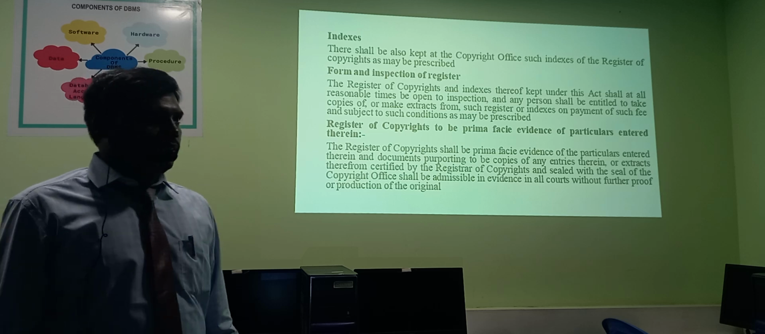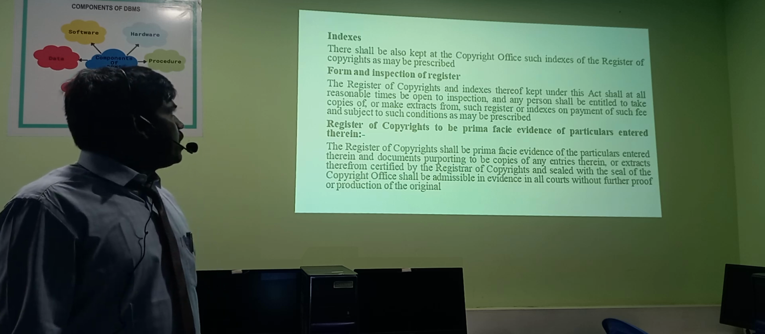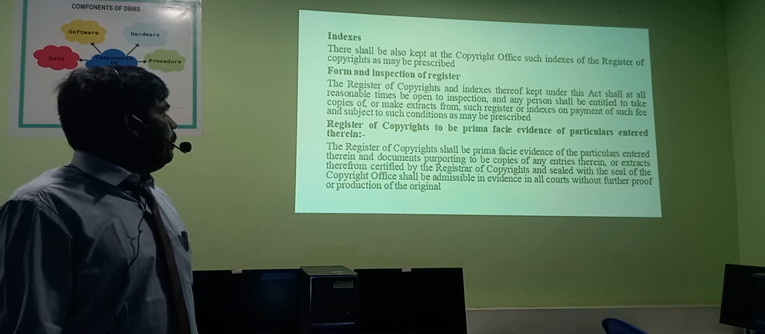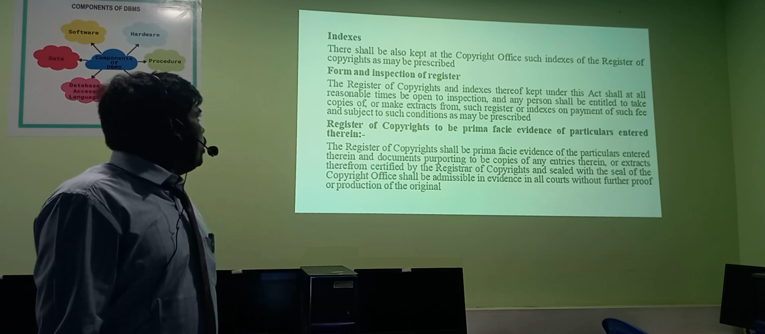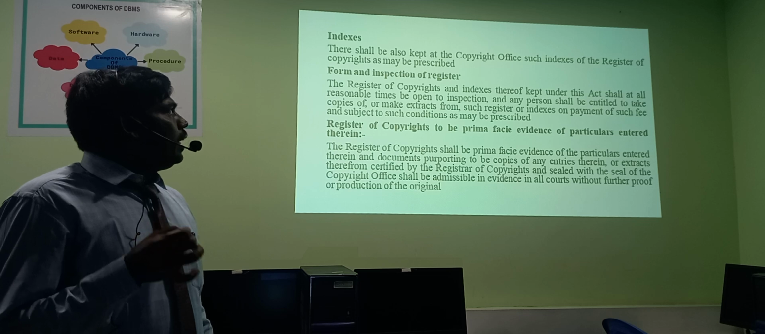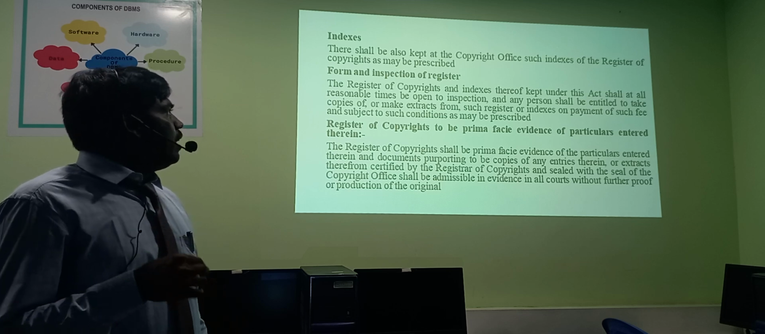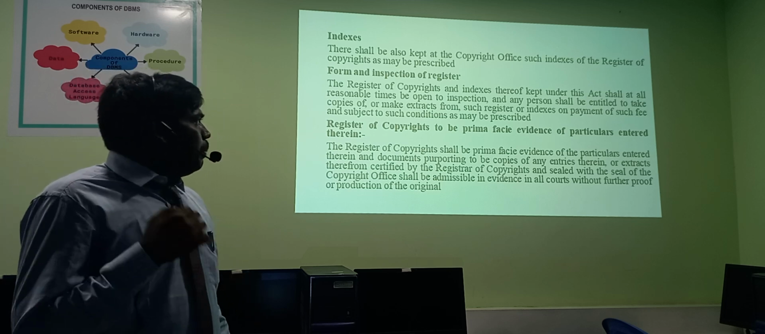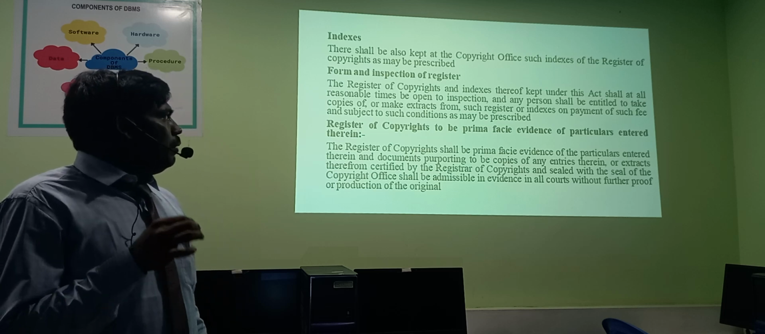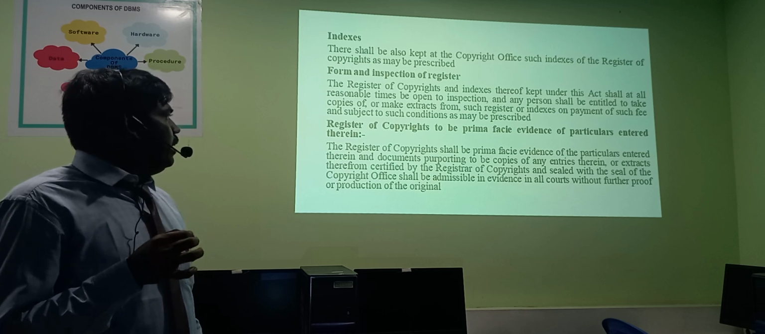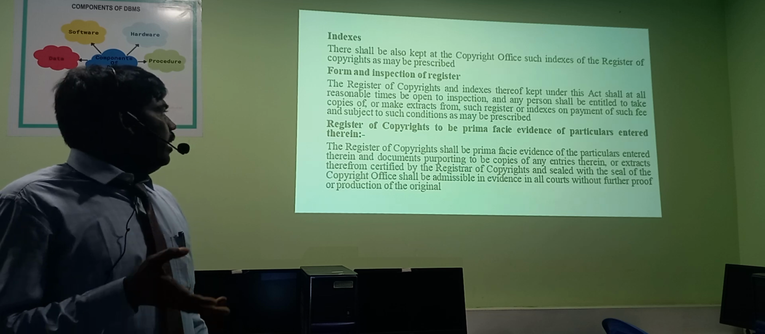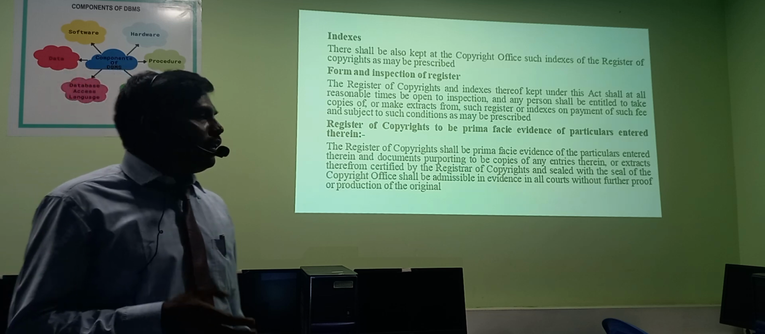Next one, indexes. There shall be kept at the Copyright Office such indexes of the register of copyrights as may be prescribed. Inspection of register: the register of copyrights and indexes thereof kept under this Act. The Register of Copyrights is prima facie evidence of the particulars entered therein. The Register of Copyrights shall be prima facie evidence of the particulars entered therein, and documents purporting to be copies of any entries therein, or extracts therefrom, certified by the Registrar of Copyrights.